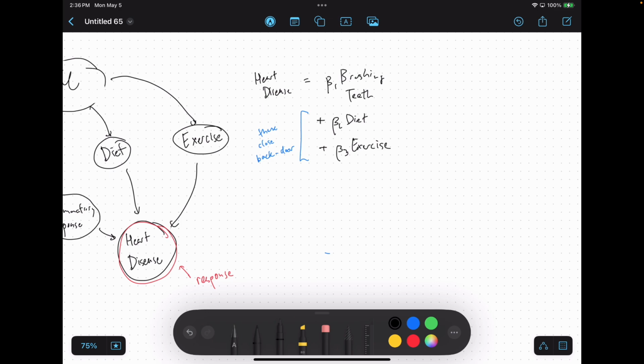Yes. Why is that? Why does a path close when you control for a variable?